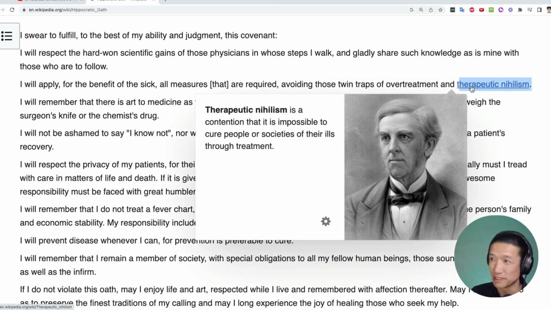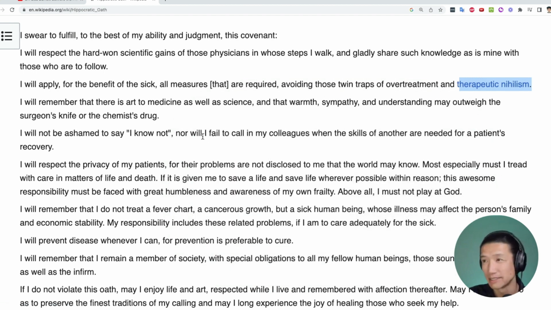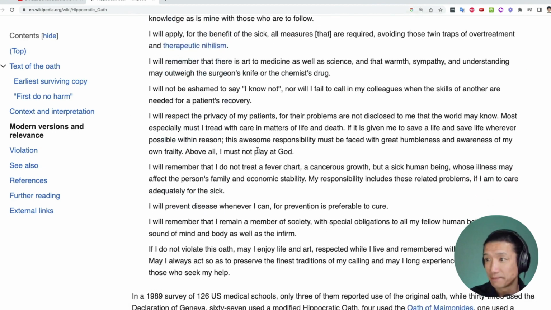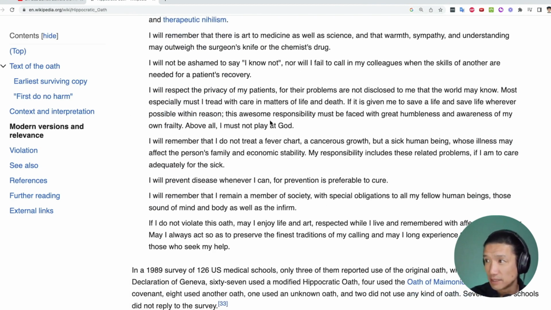It's like the argument that it is impossible to cure people or societies of their ills through treatment. You have to heal the psychology. The disease is caused by, and that was a problem at that time. I don't think it's a problem anymore, but it was a problem at that time. There's just little minor changes, differences. Nothing too big. The textbook just tries to make it a little bit easier.